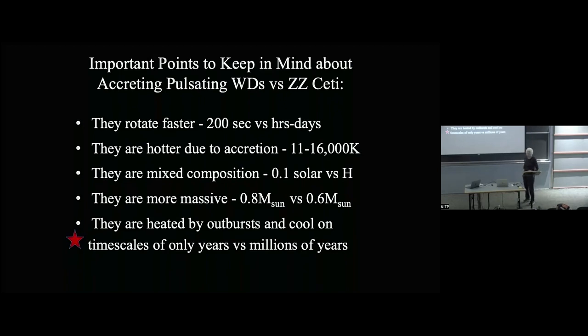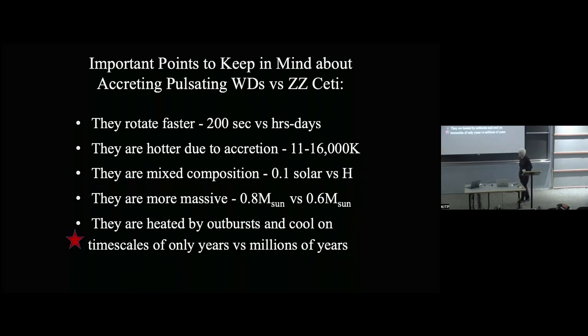They're more massive. They're 0.8 solar mass, although we heard yesterday that there's also a group of single white dwarfs that have this little mass peak at 0.8. But generally, these are pretty much all 0.8 the mass of the sun.